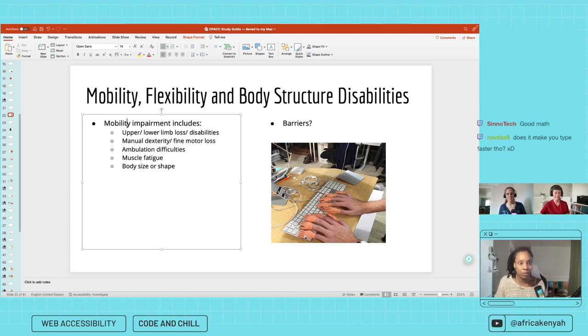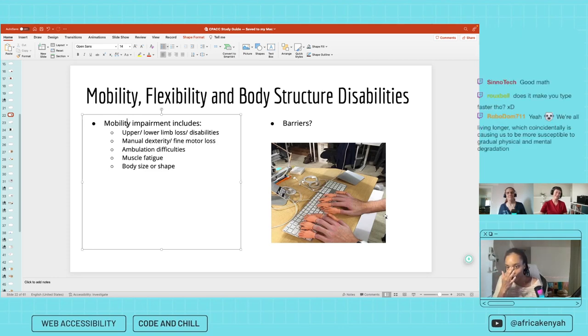Let's see. So what do we think barriers for people who have mobility and flexibility issues may find? So we're talking about people who have weakness, right? Strength loss, poor coordination. So the ability to use maybe both hands or both sides of the body at the same time, poor range of motion. So maybe they may be spastic and can't even bend their hand this way to type with the hands down.